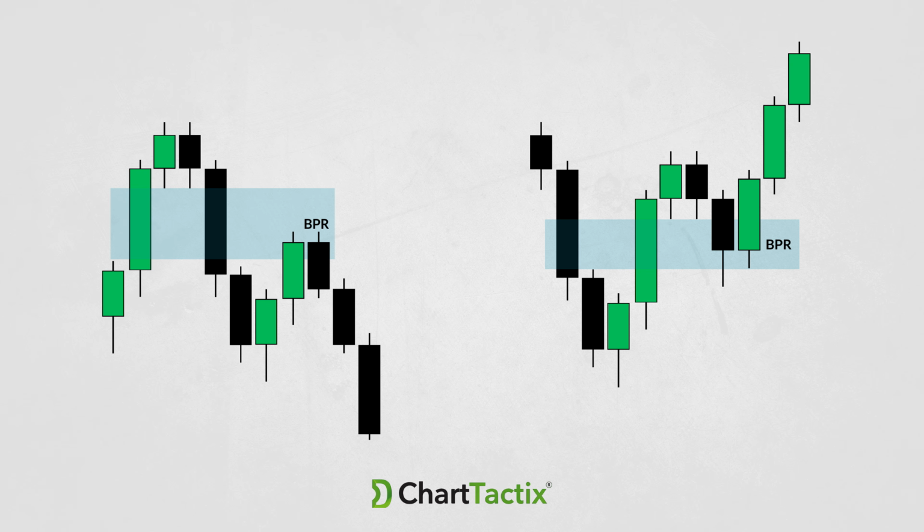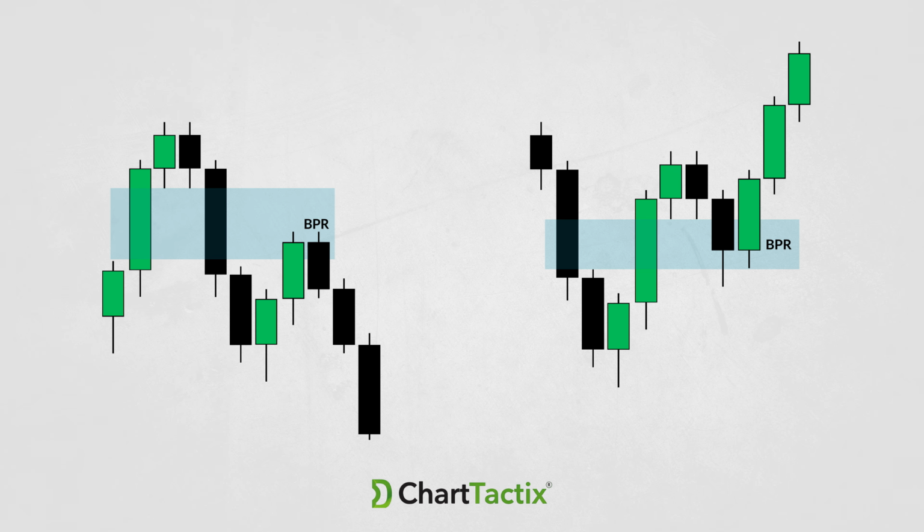But here's where most traders get it wrong. They see a balanced price range, and they try to trade every single one. That doesn't work. You need context. You need confirmation. Now, what I mean by context and confirmation is this. Other confluences need to back up your balanced price range. If not, it's just a pattern. You don't want to be trading patterns. You want to be trading stories.